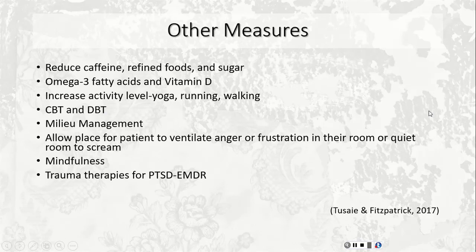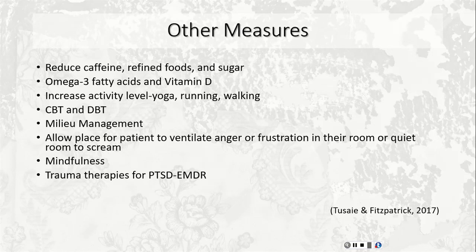Other measures to address aggression: maybe they have excessive caffeine intake, which can cause an increase in agitation or irritability. If they're withdrawing from caffeine, they might be irritable. They might be more anxious if they've had a lot of caffeine. They should try to limit refined foods and sugar. Omega-3 fatty acids and vitamin D are good too. They should try to increase their activity level.